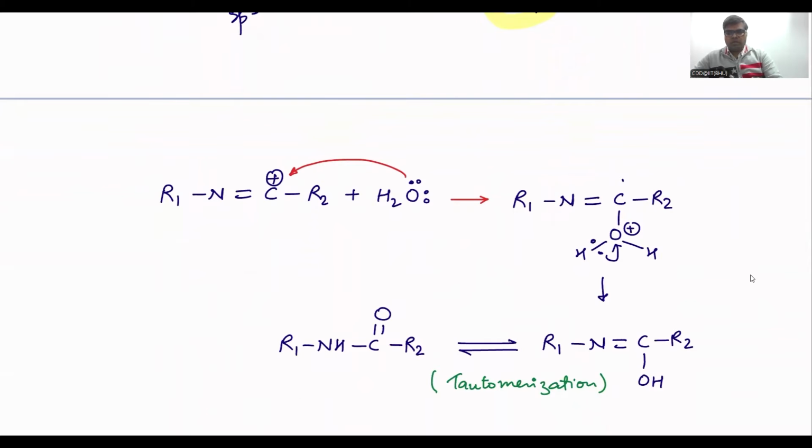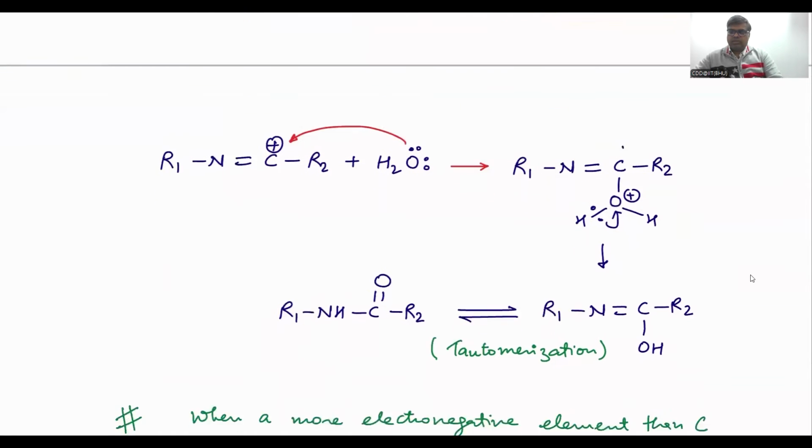So you can notice the group which is anti to the OH group will migrate to nitrogen. That's why it has bonded with nitrogen. The reverse of this we showed in the first example itself. When R2 was anti to OH, then R2 will come up with nitrogen. So two different products are formed from two different geometrical isomers. This is the basic function of Beckmann's rearrangement.